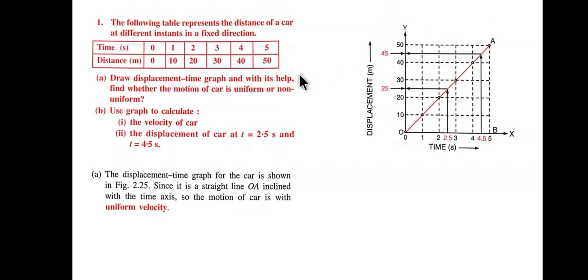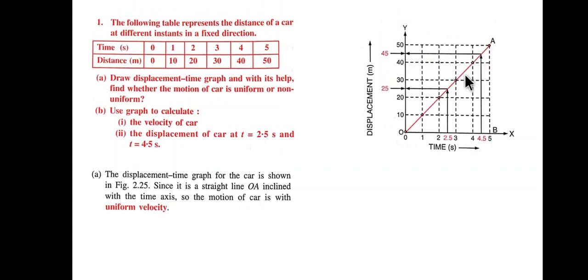Now according to the first data, it is 0 with 0. So 0 with 0 is this point. Next it is 1 with 10. So 1 and 10, which is coming out over here at this point. So this point is marked. Then it is 2 and 20. So 2 on x-axis and 20 on y-axis. Similarly, the next ones are 3 and 30, 4 and 40 and 5 and 50.